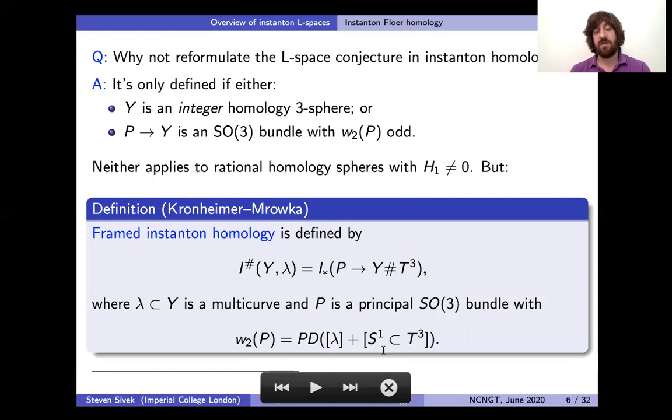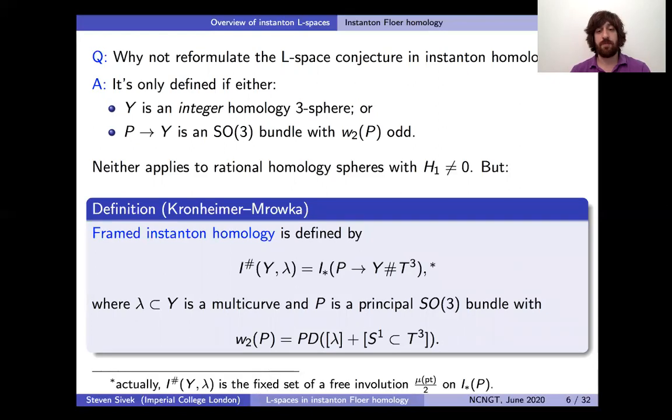And having that circle factor there is what makes the second condition that w2 is odd be satisfied, so that we actually have instanton homology. And we call that I-sharp, the framed instanton homology of Y, again, with the multi-curve lambda. And just as a remark, this instanton homology is about twice as big as it should be. There's an involution that acts freely on it. And so really, if we want to define I-sharp, we take the fixed set of that involution, whatever that is.